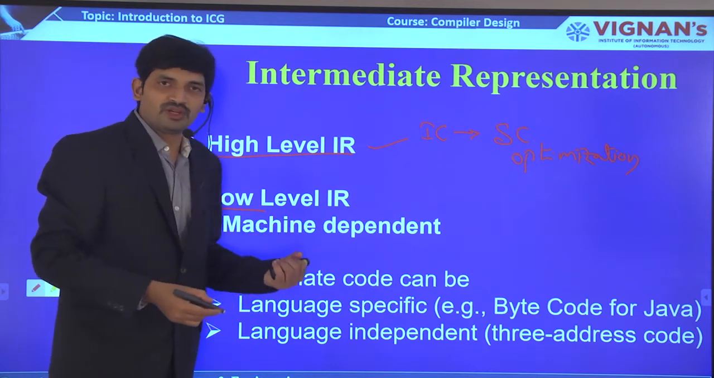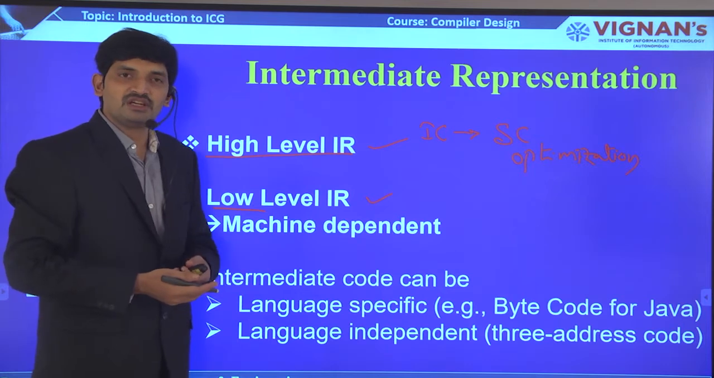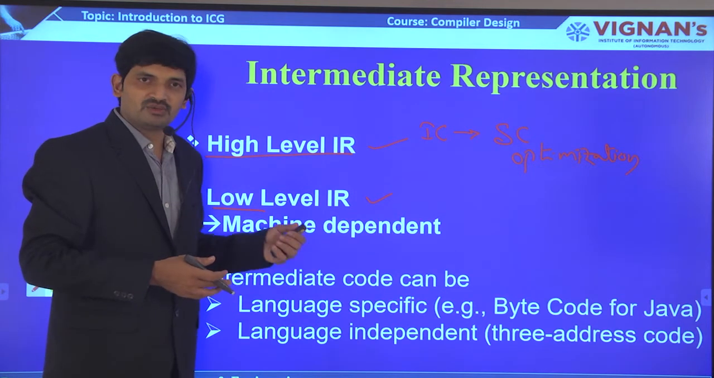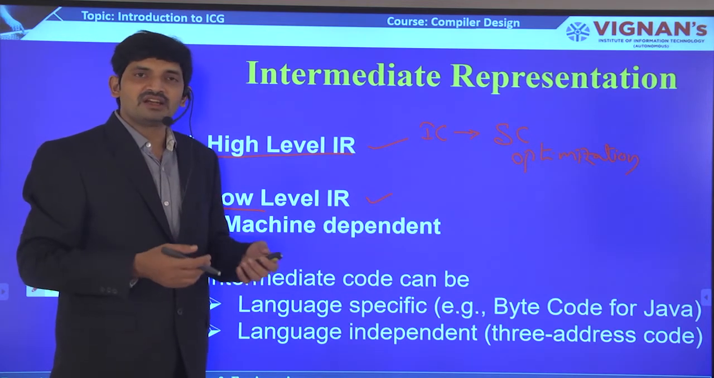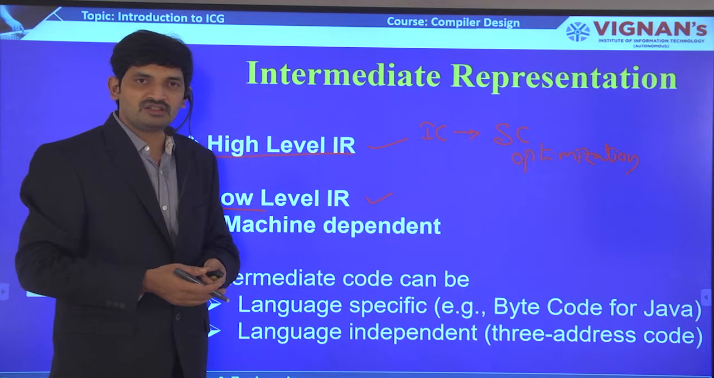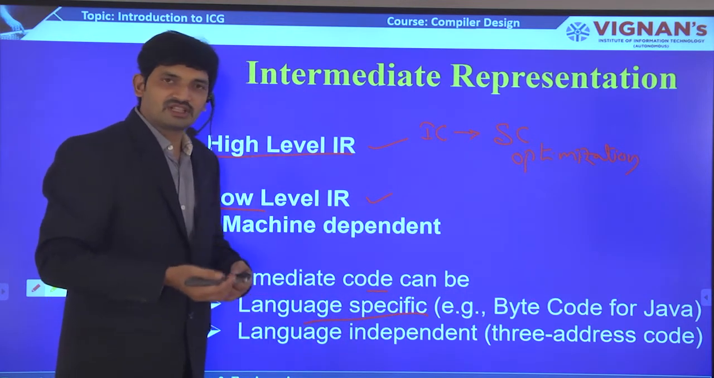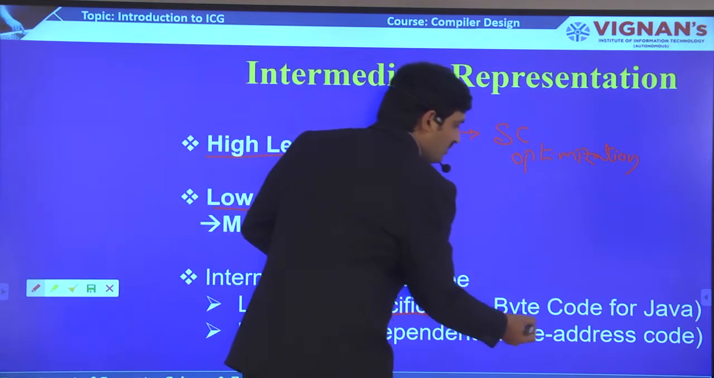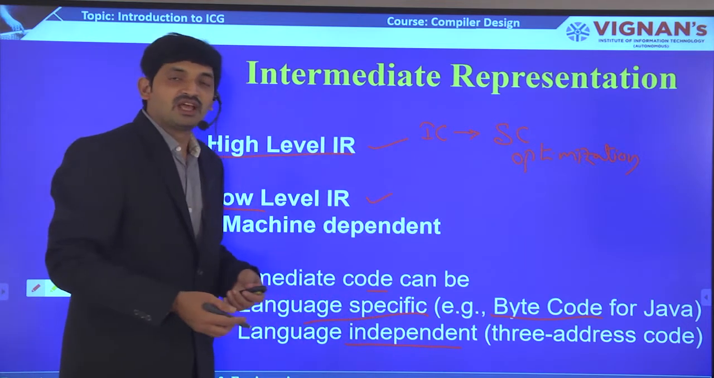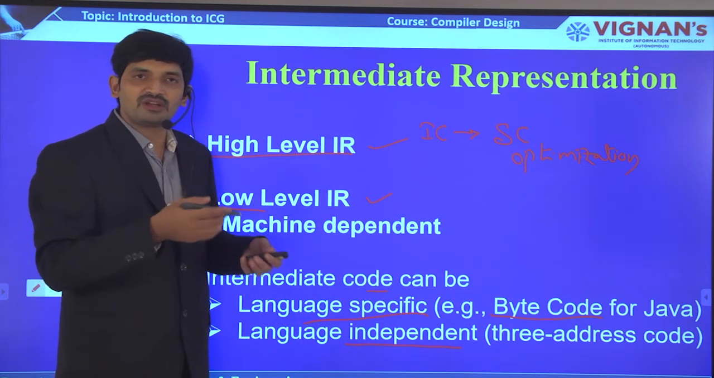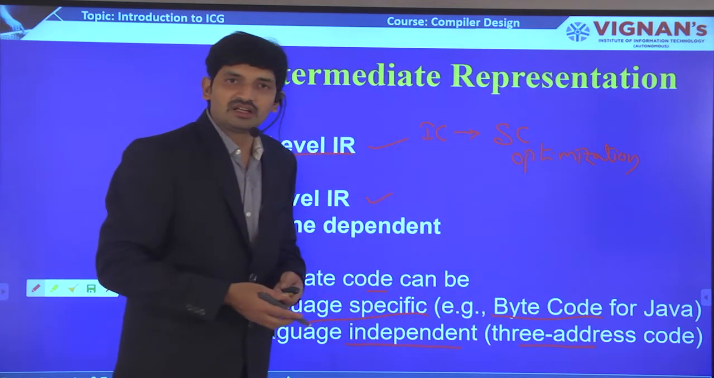Next, come to the second one, the low level intermediate representation, which is completely machine dependent. Register allocation and such things come under this, and intermediate code can be language specific. So for Java we can generate the byte code, and it may be language independent. That means for every programming language or for every source code we can generate the 3 address code as the intermediate code.